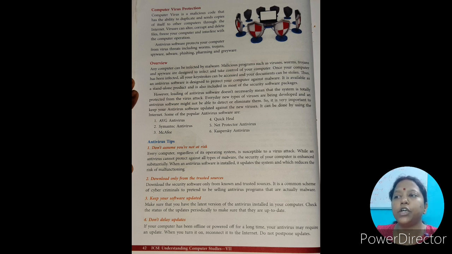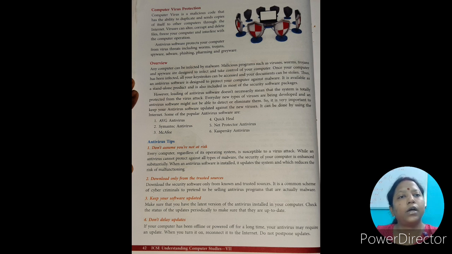A computer virus is a malicious code that has the ability to duplicate and send copies of itself to other computers through the internet. Viruses can alter, corrupt and delete files, freeze your computer and interfere with the computer operation. Antivirus software protects your computer from virus threats including worm, Trojan, spyware, adware, phishing, pharming and greywares. So what does it mean?